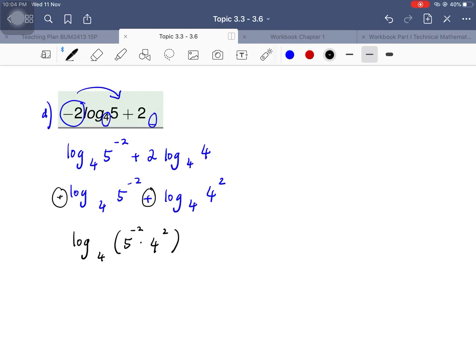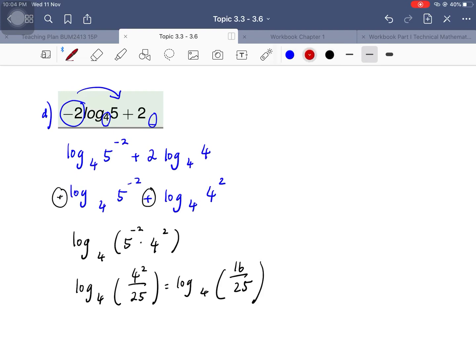So that is going to be my function, and of course you can find them. 4 squared is going to be 16. You can actually write that this is going to equal log base 4 of 4 squared over 25. So that is going to equal log base 4 of 16 over 25.